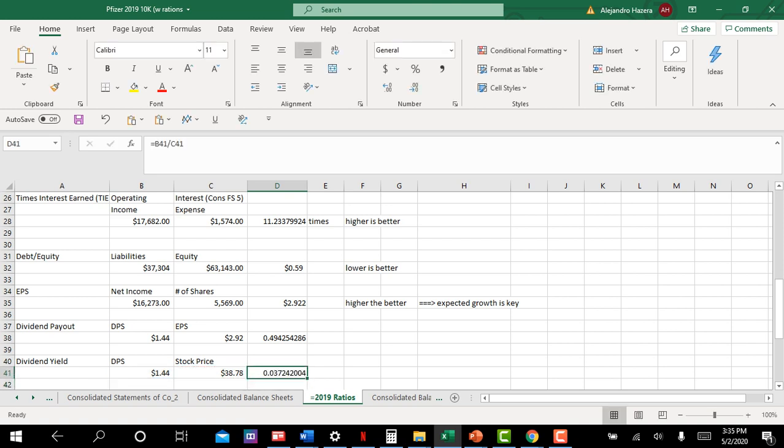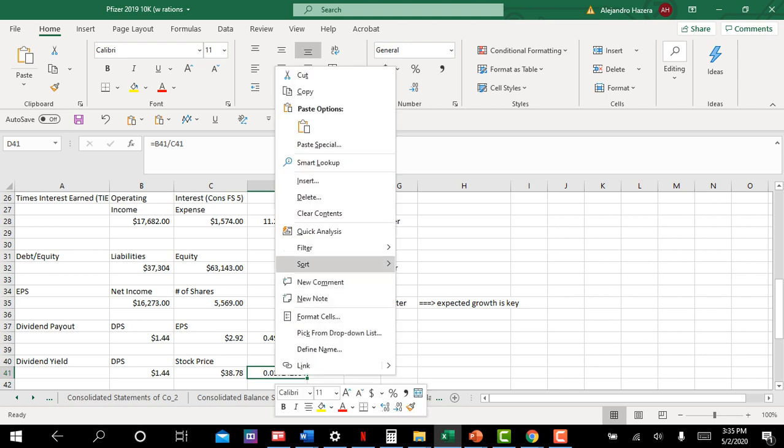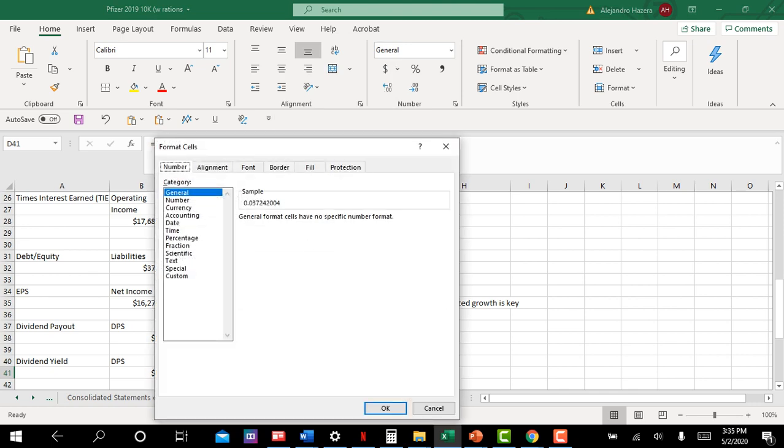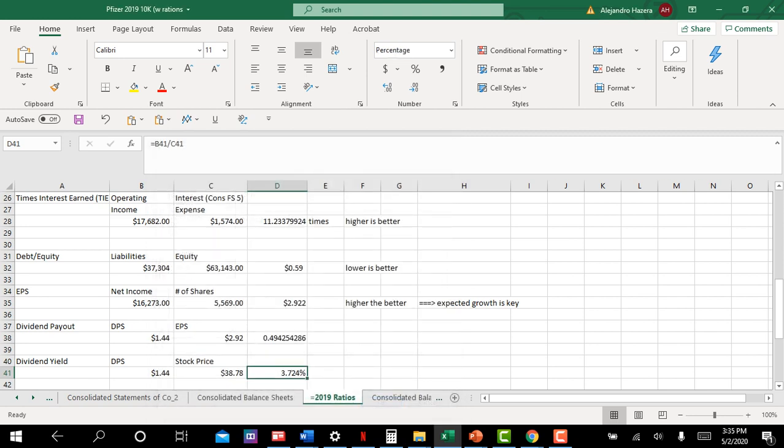So your dividend yield is $1.44 divided by $38.78, which is 0.037. That is huge. I'm going to format this to be a percentage, because I'm sure you all understand percentages. I'll go out 3 spaces here. That's huge.